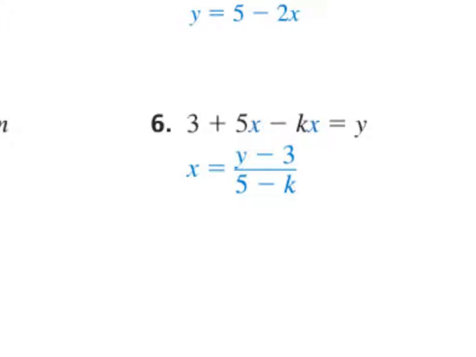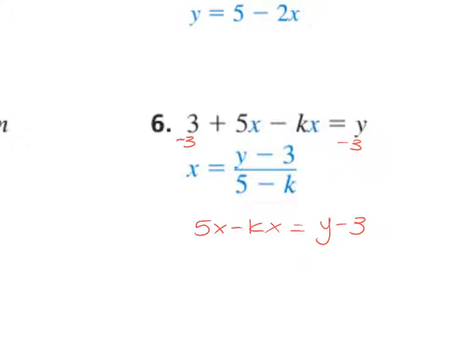So I'm looking at number 6 here. I'm going to get rid of that 3 right away. So I'm going to do that by subtracting 3 on both sides. So subtract 3 and subtract 3. When I do that, I get 5x minus kx equals y minus 3.